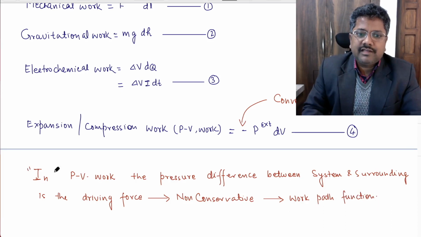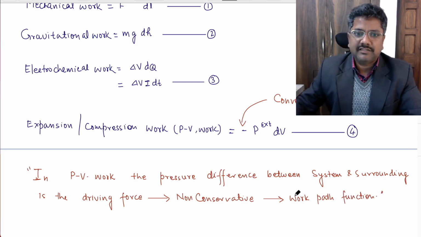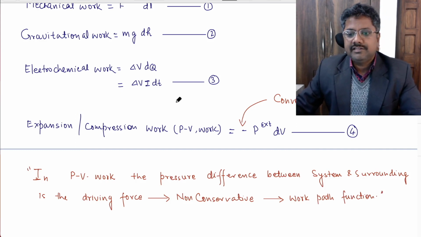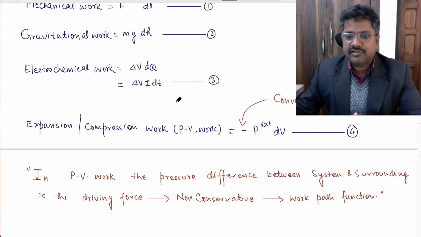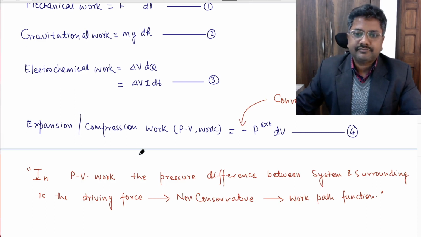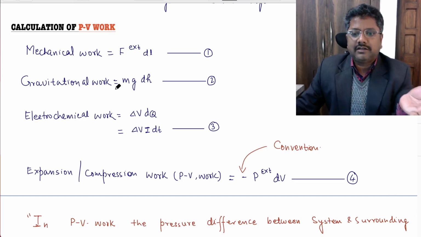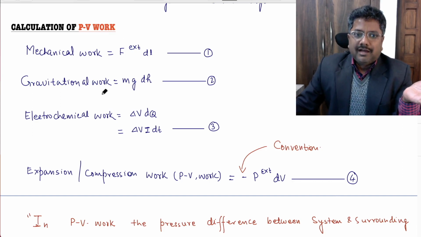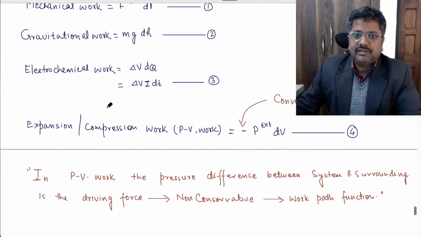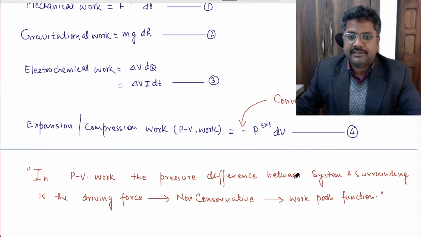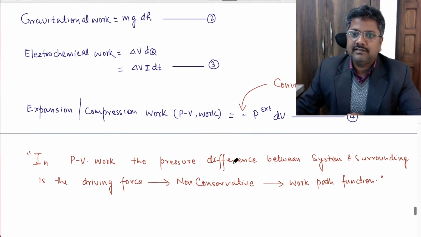This is the reason why PV work is a path function. It depends on the path followed by the process. If you change the path of the process, the work will change. In all those other works, the force is conservative, and therefore they are state functions. Here PV work is clearly a path function.